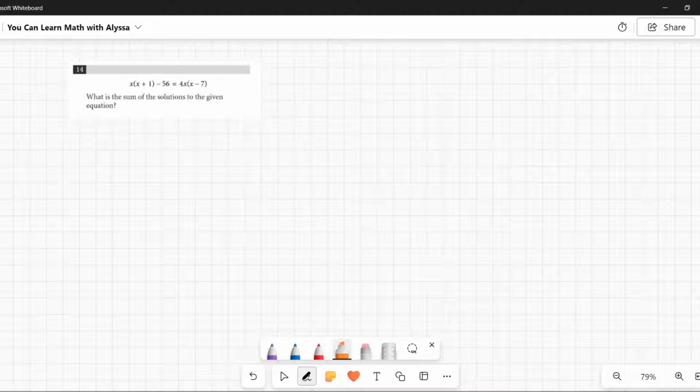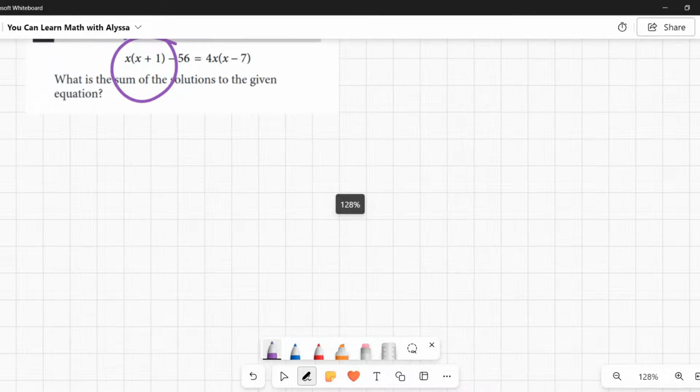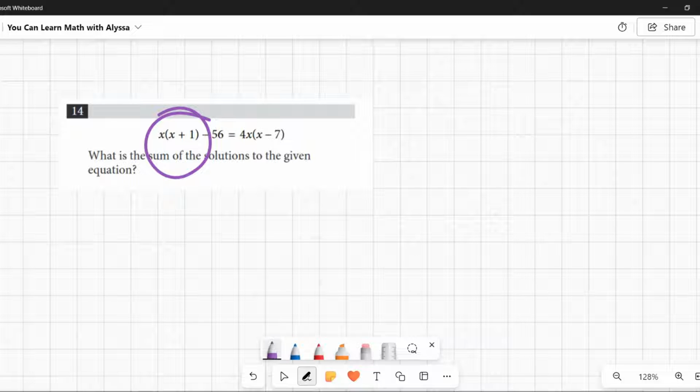Just looking at this right off the bat, I say, okay, this is going to be a quadratic, because when I distribute this on the left, I'm going to zoom in a little bit to let you see it better. I'm going to get x times an x squared. Over on the right side, 4x times x is also going to have an x squared with it. So I have a quadratic.